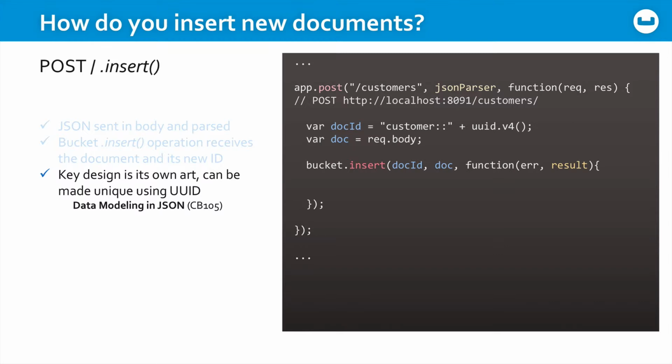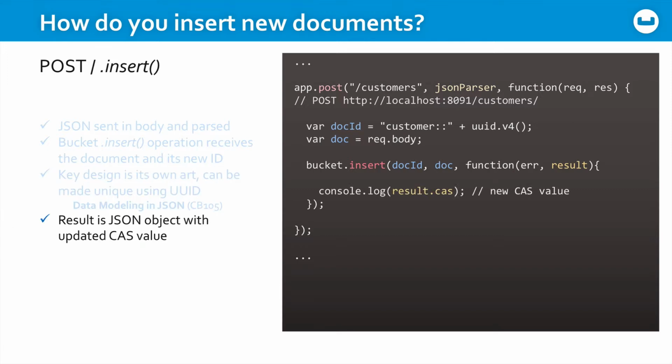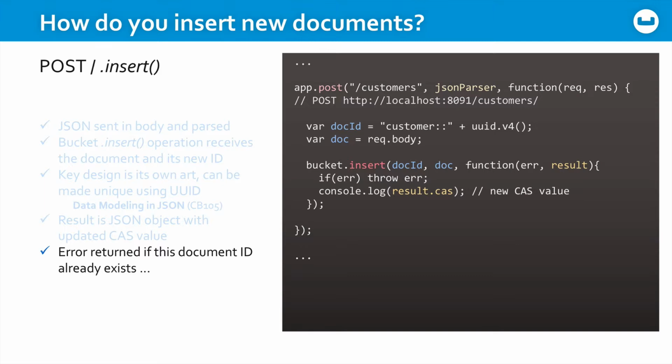There's a great deal more on the art and craft of creating your document IDs in our data modeling in JSON course, here free online. Go take a look at that. And then the result, once you insert the new document with its ID, is a result object that has the new check and set value, the new CAS value for this document. If the document ID that you're attempting to insert already exists, you're going to get an error.